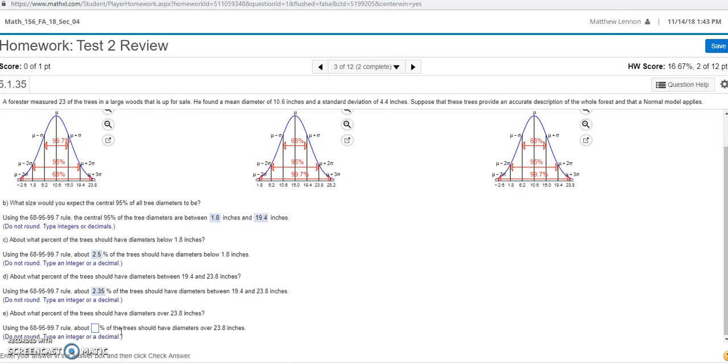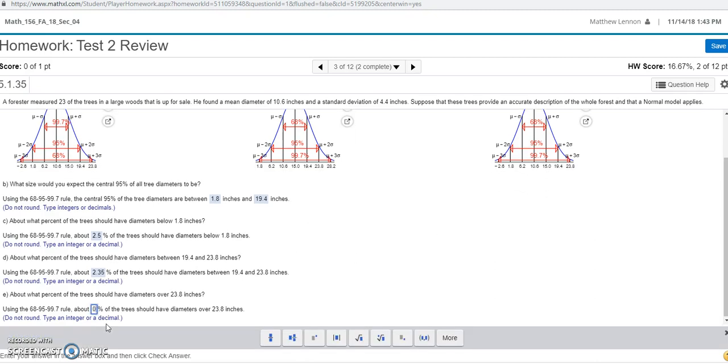All right, then the last one, what percentage should be over 23.8? So that's the very end, the very smallest piece, 0.15%.